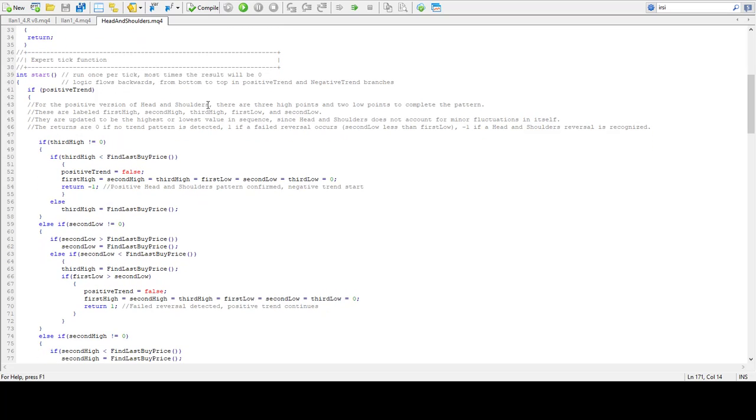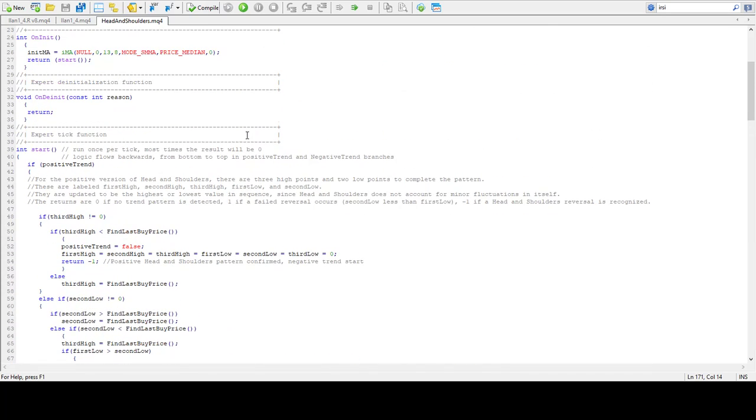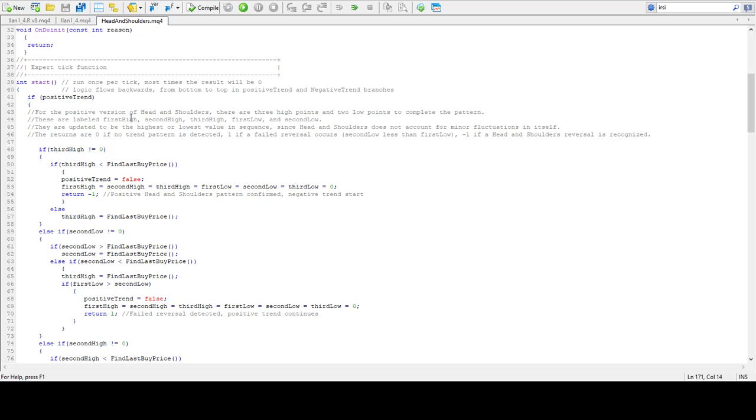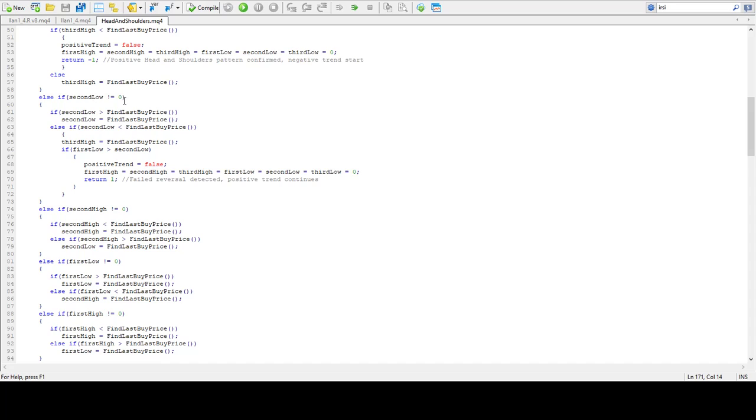Now let's start with a positive trend, since this is easier to visualize. We're mostly working with 5 variables here: first high through third high, and first low and second low. On initialization, all of these are 0, so each branch checks if they are not 0.